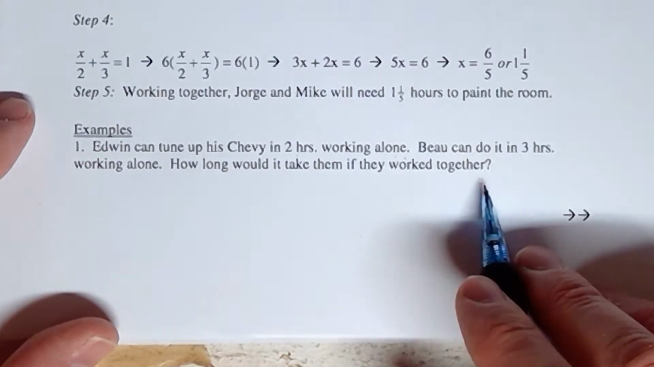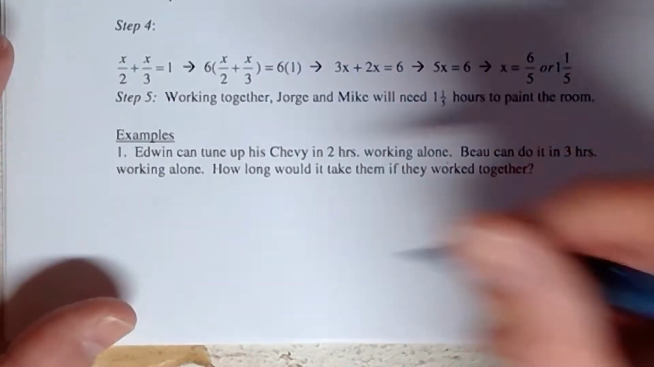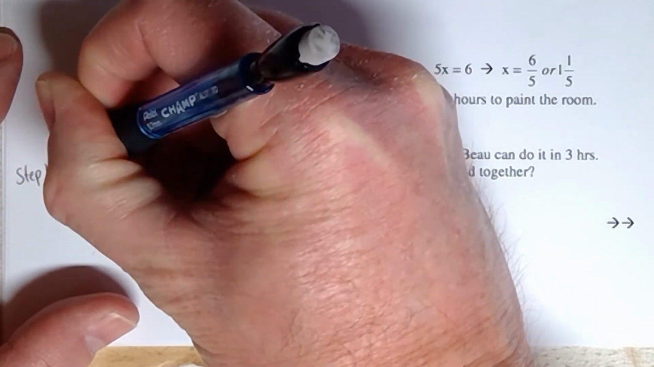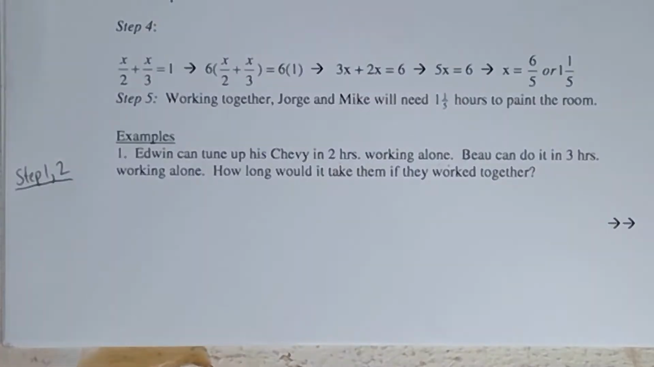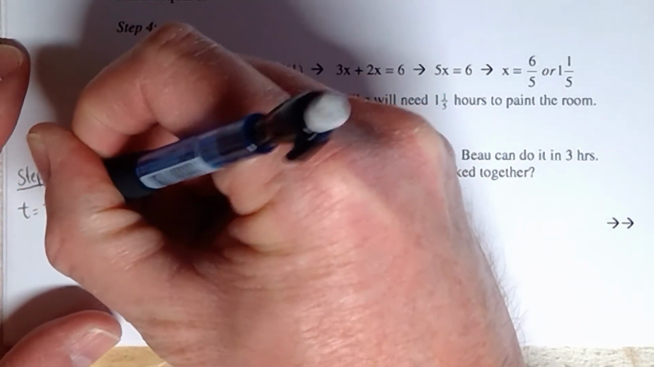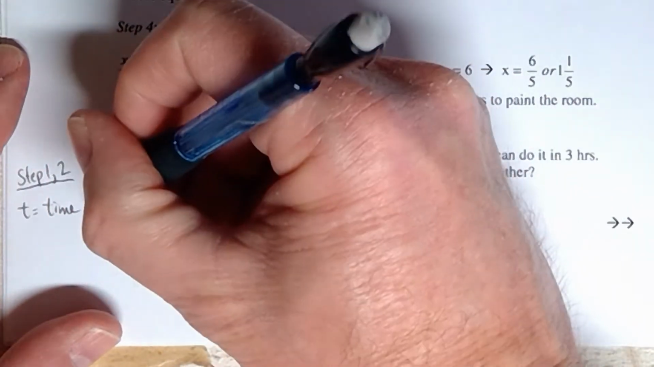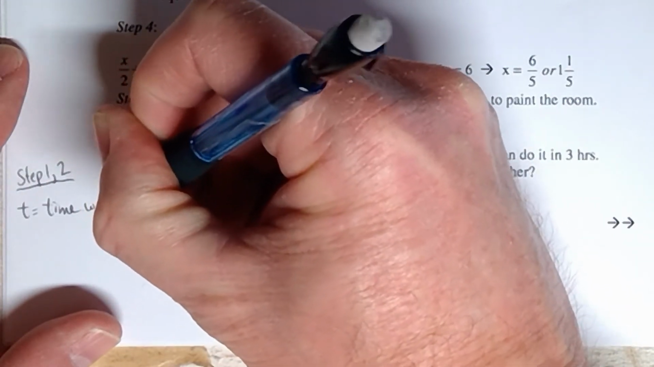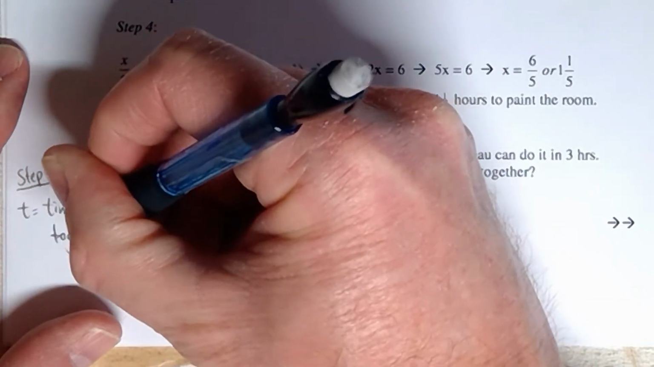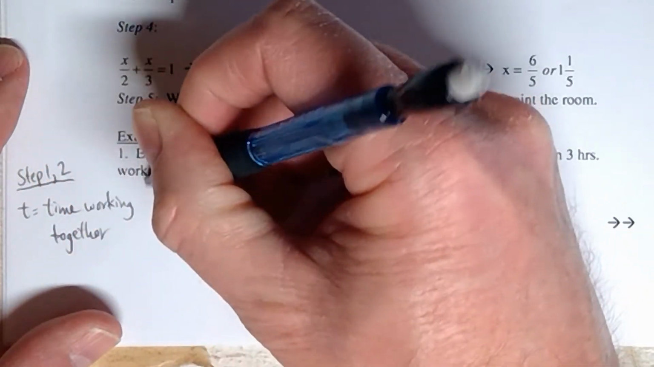How long would it take them if they work together? Now remember, you guys, that's just one question there, isn't it? They just said, how long will it take working together? They didn't say how long would it take for each of them individually. It's just one question. The time working together. The time that it takes to get it done working together.